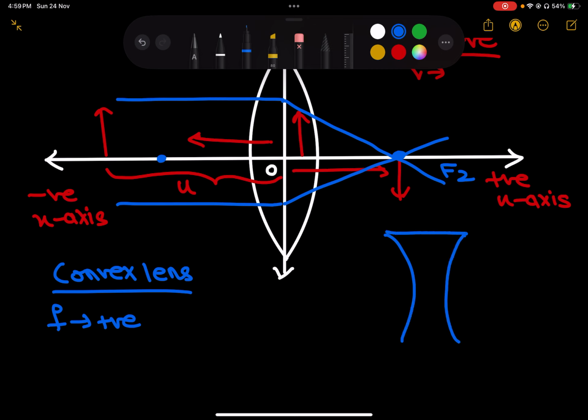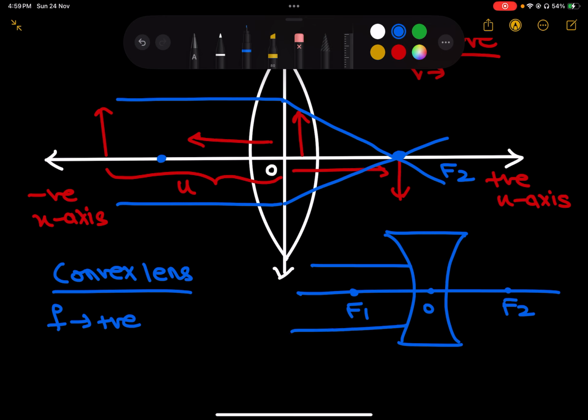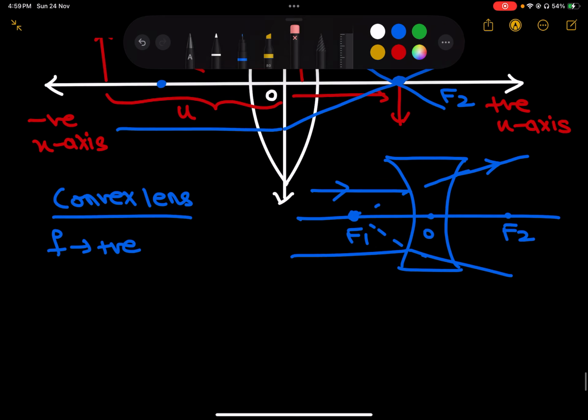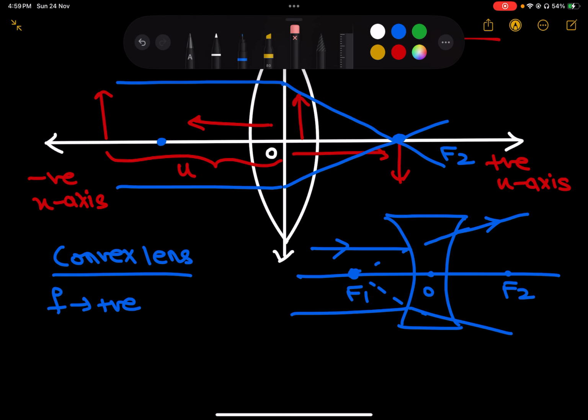For concave lens, I'll draw a rough diagram. For concave lens, like this. This is O, this is F2, this is F1. If rays are thrown parallel, they appear to diverge from F1, don't they? So here F1 is considered for focal length and F1 is on the left side. So hence concave lens focal length is negative. Understood? So for convex lens focal length is positive.